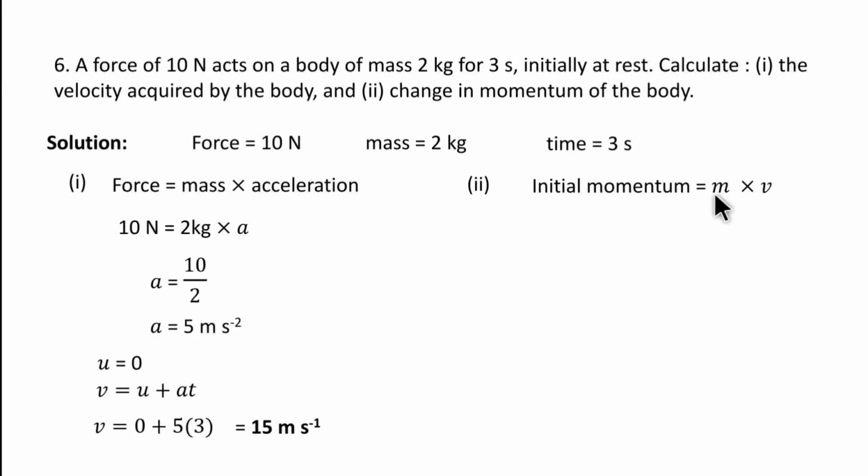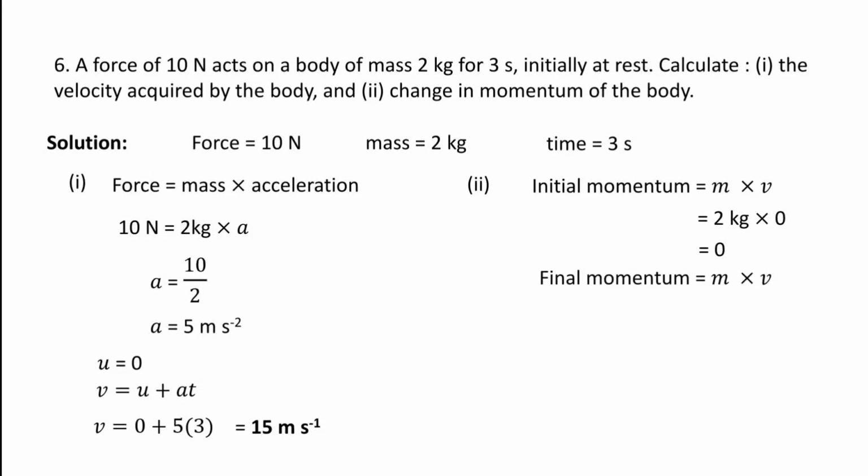That is the formula. Momentum is equal to m into v, where m is the mass and v is the initial velocity. And initial velocity in this case was 0. So 2 kg, the mass, multiplied with 0 velocity gives the momentum 0. So initial momentum is 0, and when it is 0 you don't need to write the units.